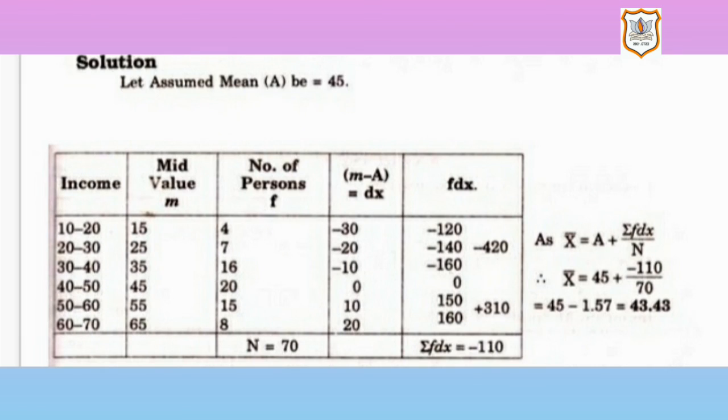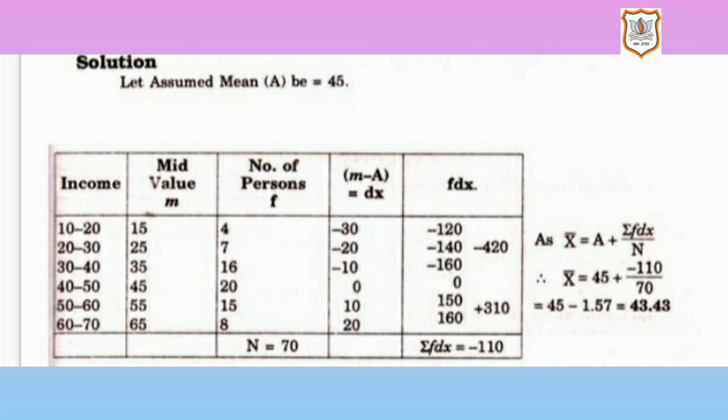So here we have calculated f dx column and frequency column and solved the answer by putting the values in the formula. So f dx column gives you negative 110. In f dx column, the total of negative numbers is minus 420 and the total of positive numbers is plus 310. Calculating it gives you negative 110. And the total of frequency column is 70.